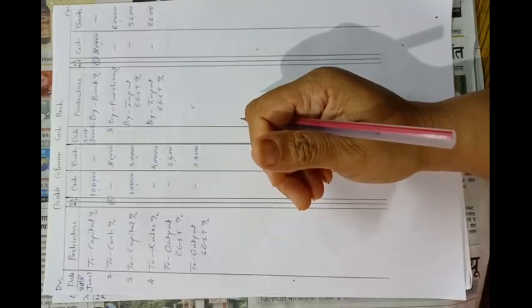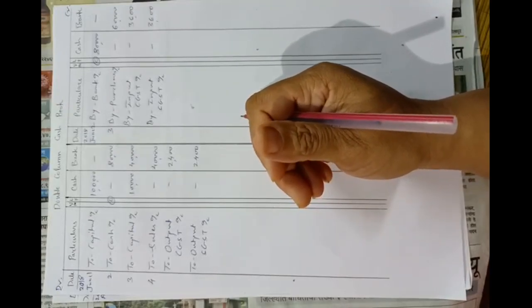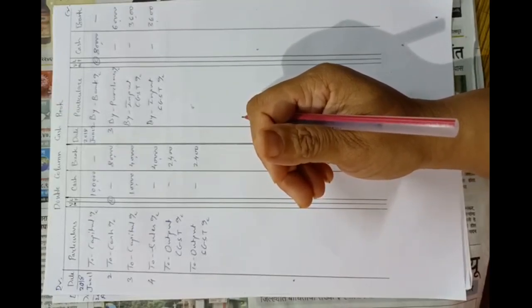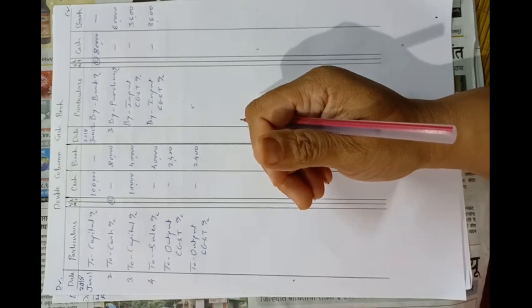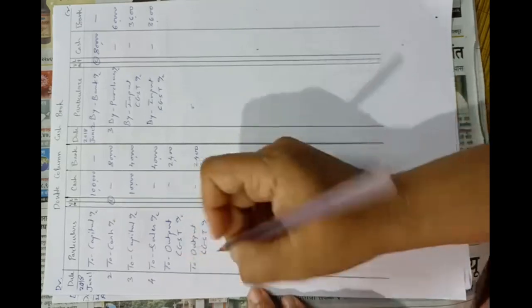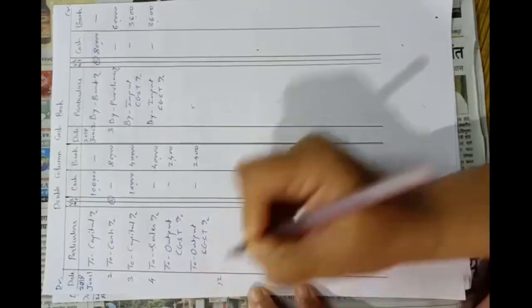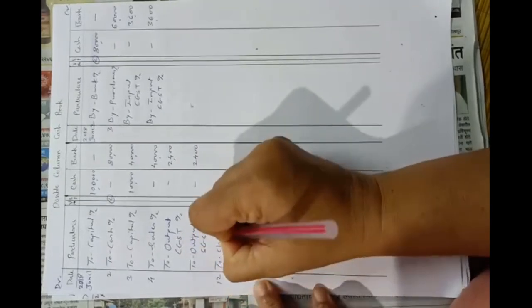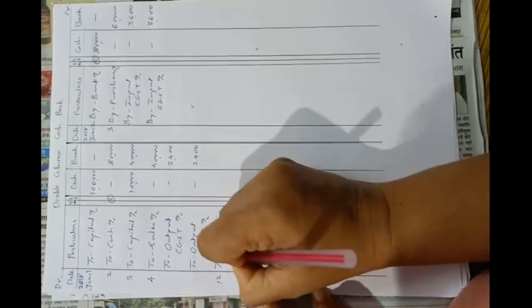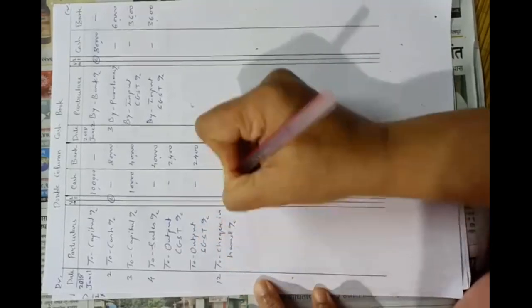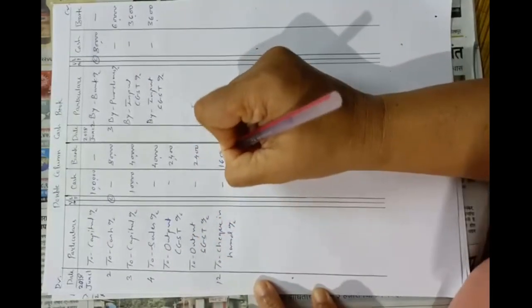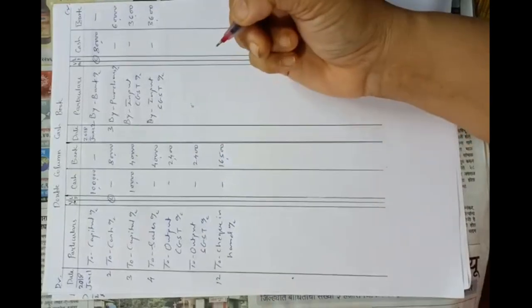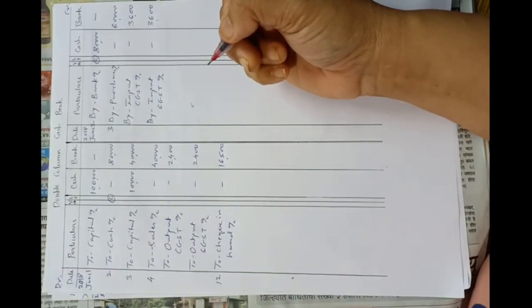Now the next entry, 12th June: check received on 10th June deposited into bank. So now the check received will be deposited into bank. On 12th June, on the receipt side of the cash book, to check in hand account, amount rupees 16,500 in bank column, as the check has been deposited into bank.